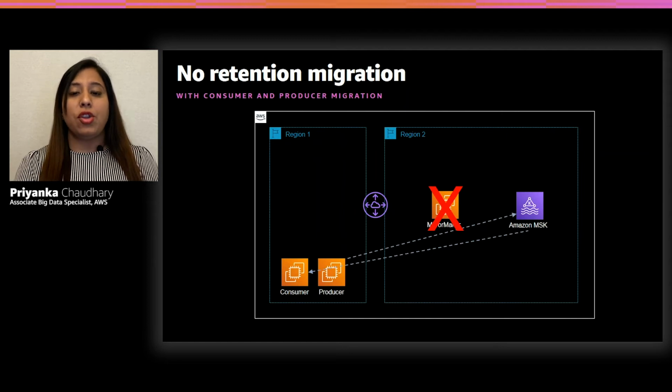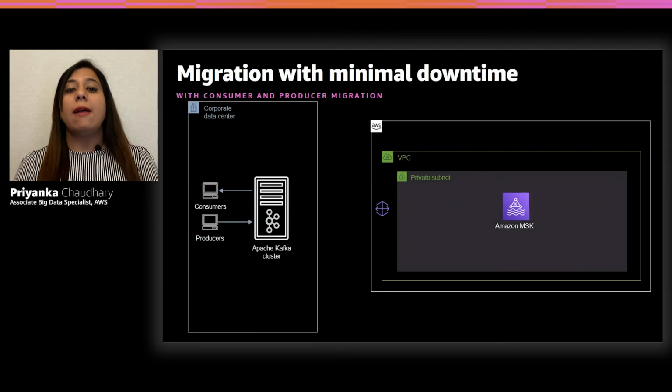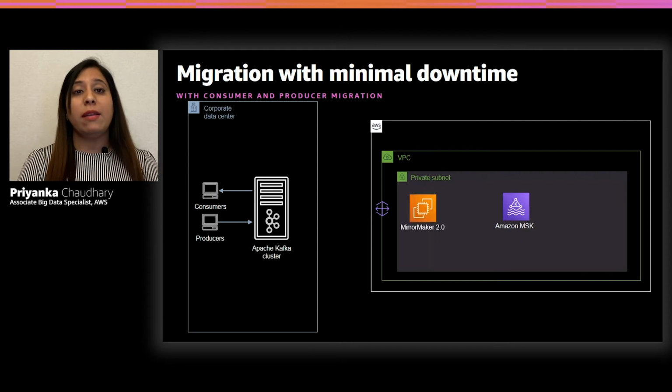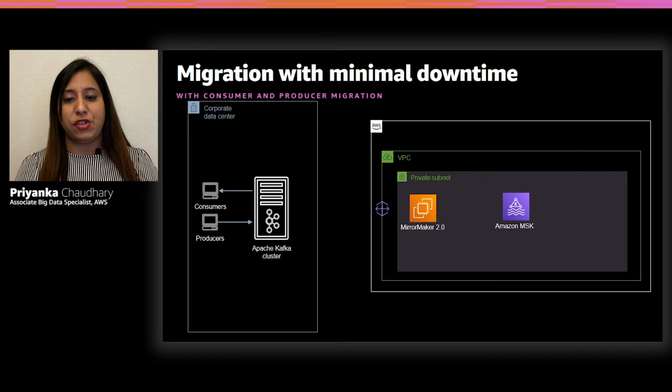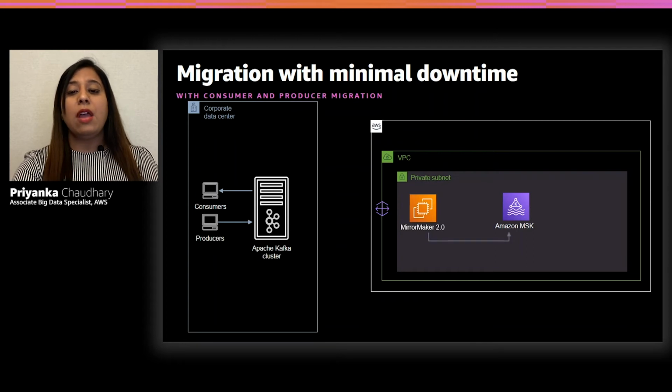In the second scenario, you have a use case where you need very minimal downtime and you want all the data from source to destination. You can use this particular method. Here, MirrorMaker has the major role to play, because we need all the data from source to destination. So first we'll set up MirrorMaker between source and the destination.